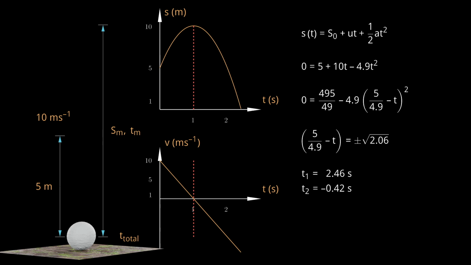Since the displacement equation follows a parabolic path, the trajectory intersects the time axis at 2 points. However, motion begins at time 0, and there is no movement before that. Therefore, only one valid time value remains, representing the total flight time of the ball, which is 2.46 seconds.